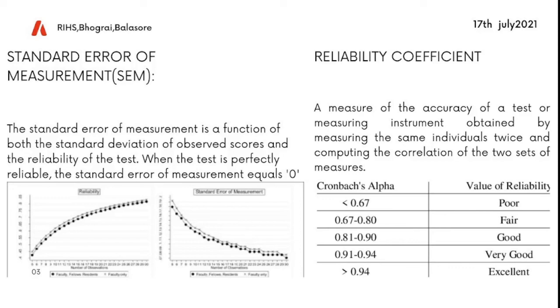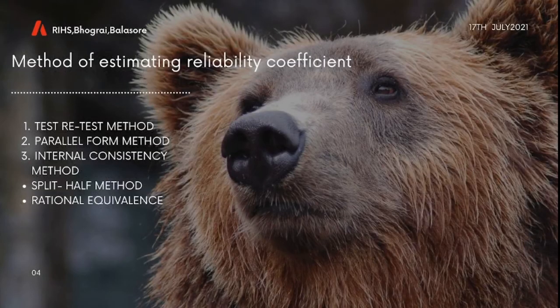Now moving to the next slide, you can see the reliability coefficient can be estimated with the help of different methods: the test-retest method, parallel form method, and internal consistency method. Further, the internal consistency method is divided into two: the split half method and the rational equivalence method. So this is all about the methods of estimating the reliability coefficient.